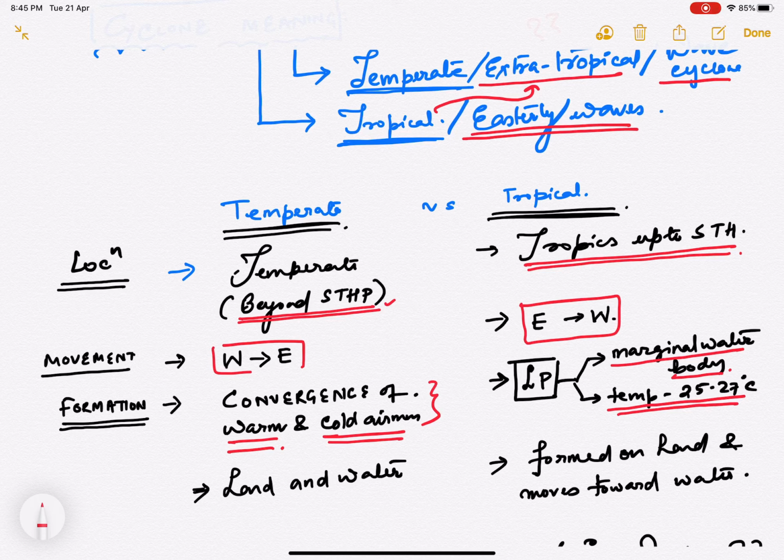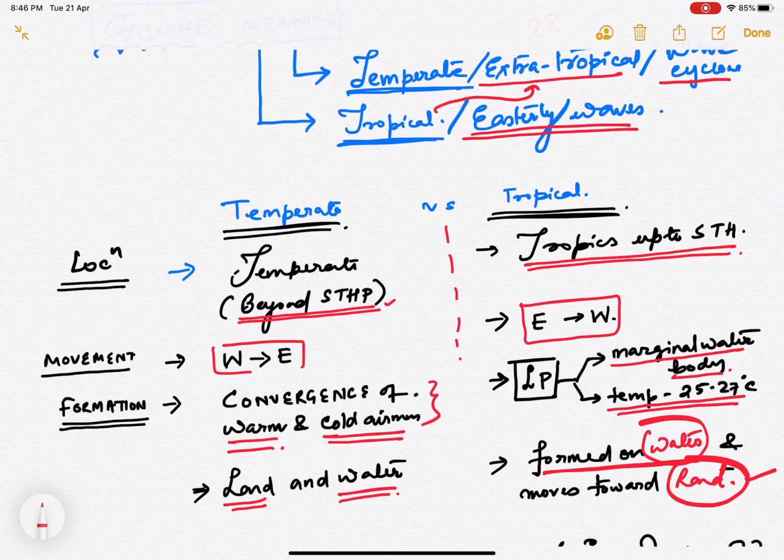Next, the temperate cyclone can be formed over the land and also over the water. What is in the context of tropical cyclone? They are formed on, no, I think I wrote this by mistake. They are formed on water and they move towards the land. I hope you got a rough idea about the difference between the tropical and the temperate cyclone.